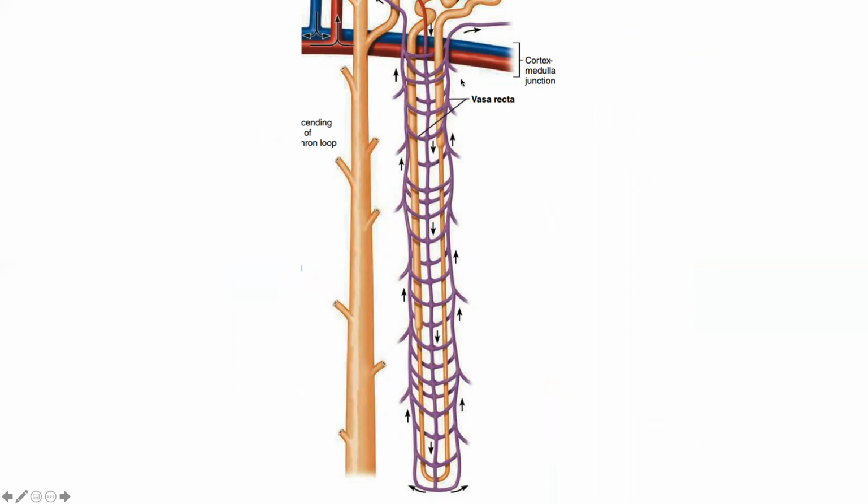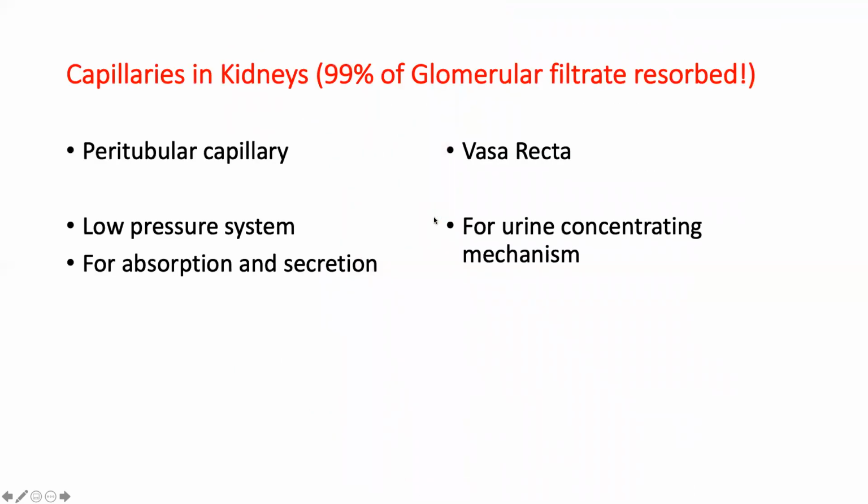Now look at that. This is the vasa recta, which is running along the loop of Henle, and capillaries in the kidney. 99% of the glomerular filtrate. So these capillaries will filtrate into the Bowman's capsule, but 99% of the filtrate will be reabsorbed.